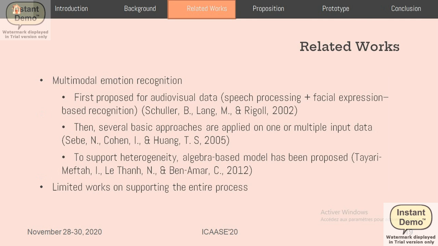The first proposition was made in 2002, where speech processing approaches were associated with a facial expression recognition approach. Then, a more complex proposition was made in 2005 with multiple approaches. Some mathematical models have been proposed to ensure a better combination of the different approaches. The vectorial model of Tayari Miftah is a good example. These propositions remain limited when compared to the fixed goals.